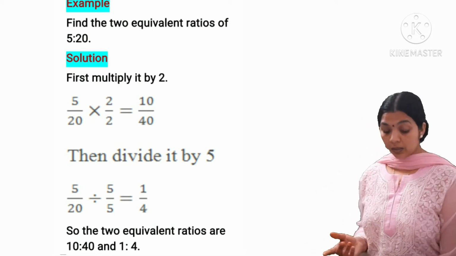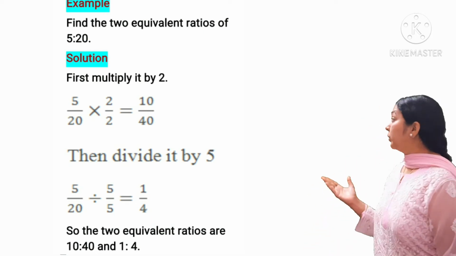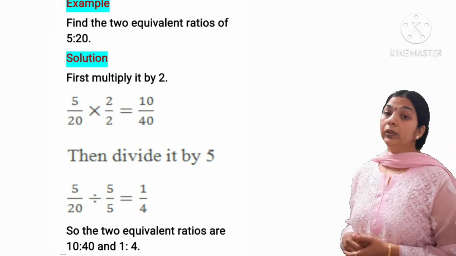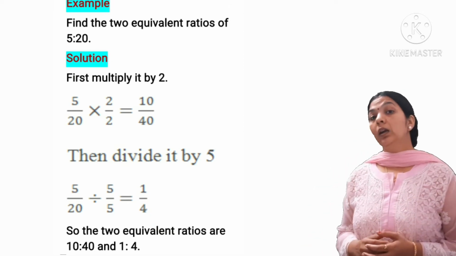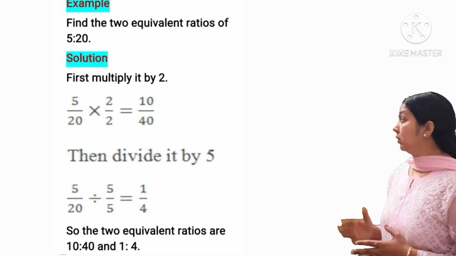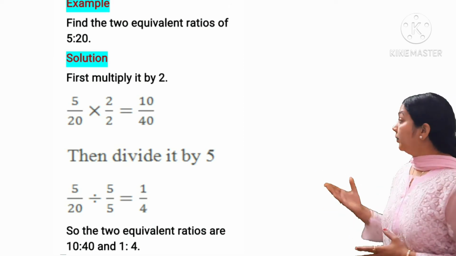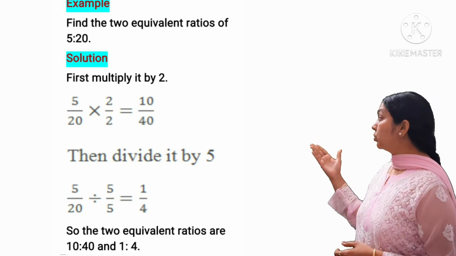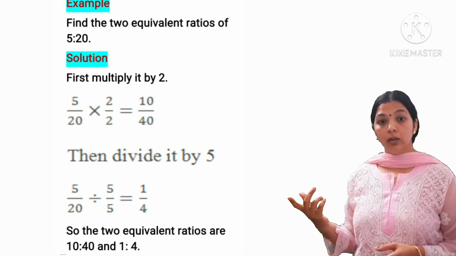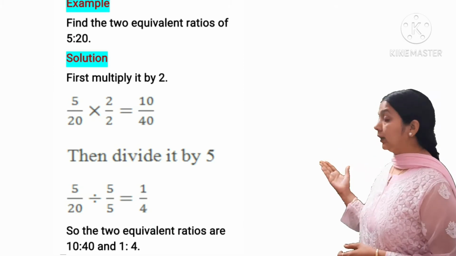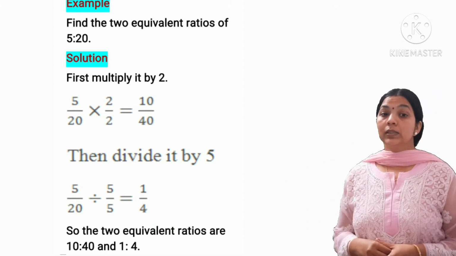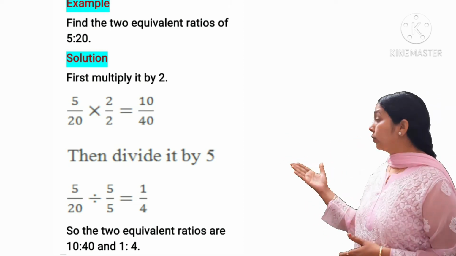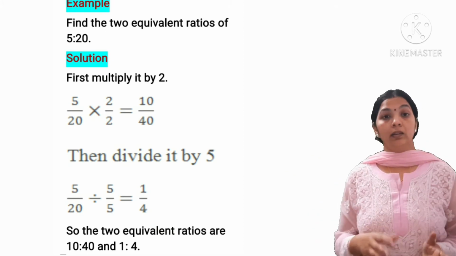Let us understand this with an example. Now here you can see in the example, find two equivalent ratios of 5:20. Now in this, what do we have to do? We have to find the equivalent ratio. So the first method is to multiply by any number. We can multiply the ratio 5:20 by 2/2, that means 1. So it would be 10/40. So in this, we can say that 10:40 is the same as 5:20. This is how we can multiply and get the equivalent ratio.